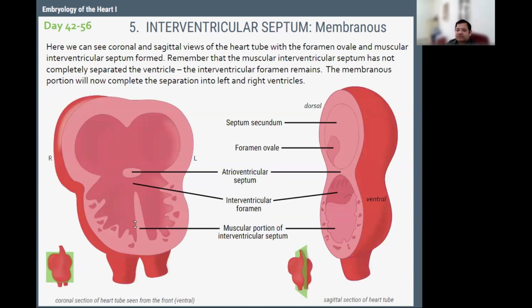This was the muscular portion of the interventricular septum, and there was the interventricular foramen. Then there is the atrioventricular septum, which will go transverse, the foramen ovale in the upper part, and the septum secundum, which was closing it. So in coronal and sagittal views of the heart tube, the foramen ovale and muscular interventricular septum are already formed. Remember that the muscular septum has not completely separated the ventricles. The interventricular foramen is still there. So who is going to separate it? The membranous portion is now going to complete it into right and left.